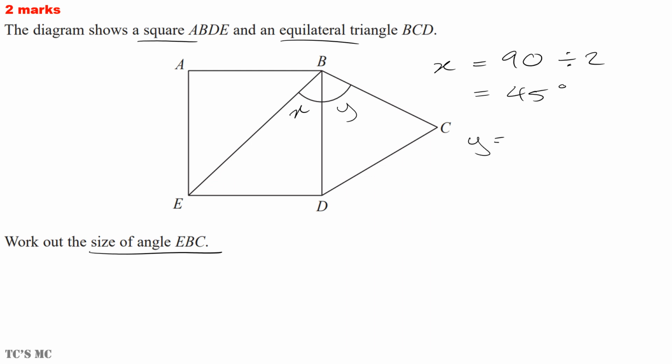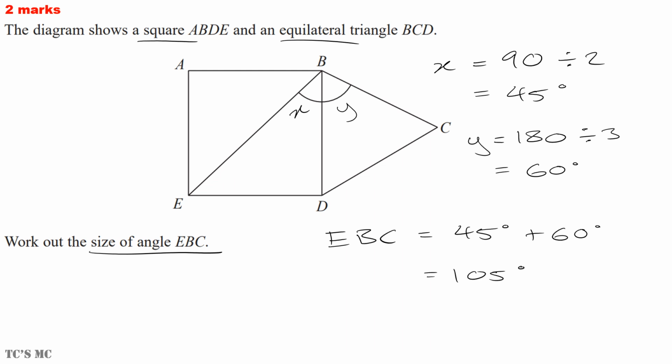Angle Y is one of the angles inside a triangle. The total angles inside a triangle is 180. It's an equilateral triangle, so we need to divide by 3, and that gets us 60 degrees. Any one of those would get you the 1 mark. To work out EBC, we need to add up 45 degrees and 60 degrees. We now have 105 degrees and our second mark.